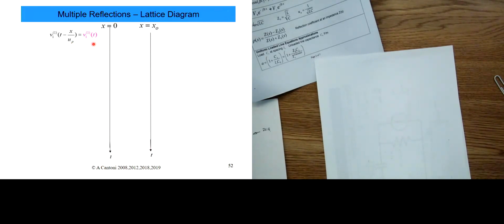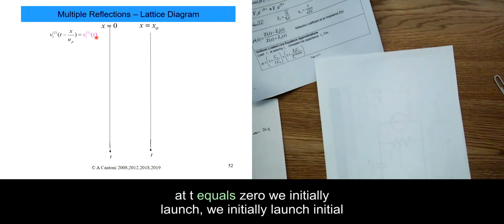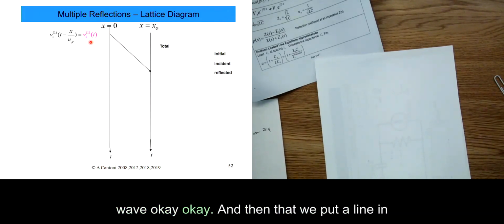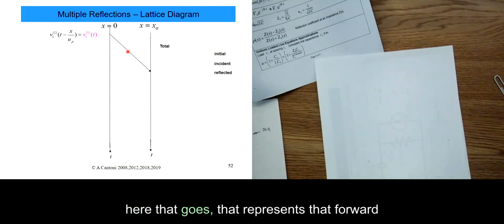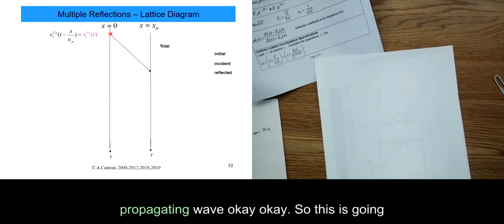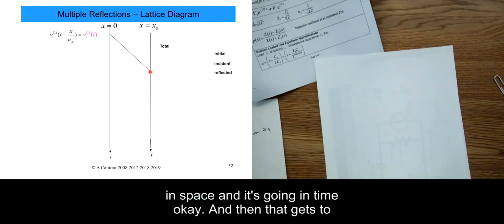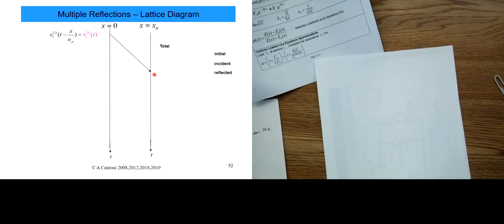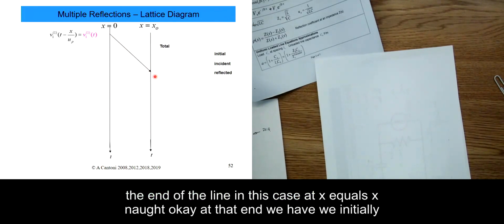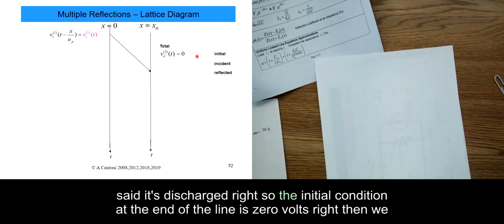So initially we know at t equals 0 we launch the initial wave, and then we put a line in here that represents that forward propagating wave. So this is going in space and it's going in time, and then that gets to the end of the line, in this case at x equals x0. At that end we initially said it's discharged, right? So the initial condition at the end of the line is 0 volts, right?